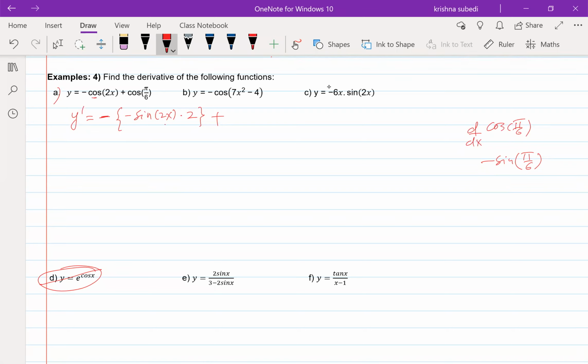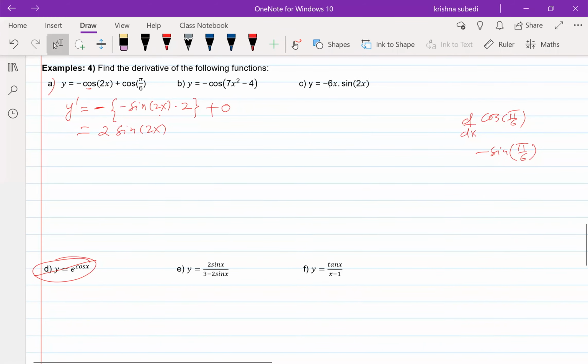And then I see what they do here is they write this sine pi over 6, and then the derivative of that, something like 1 over 6 or something. But that is wrong, because this one is a constant. There is no x. Remember, there is no x. So therefore the derivative of that part is 0. So your answer is 2 sine 2x. That's it.